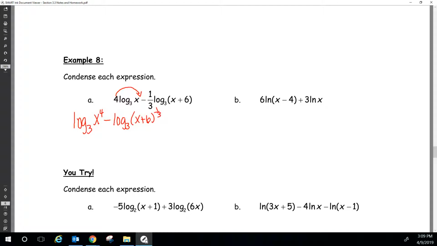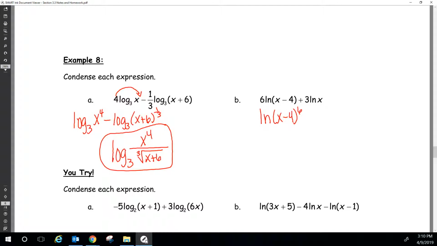Once we've got our exponents up where they belong, now I've got a subtraction problem, which means when I write it as one log, I'm going to divide these arguments. So this is log base 3 of x to the 4th over x plus 6 to the 1/3, which is the cube root of x plus 6. Answer for that one. For b, again, first start by moving the exponent back up to the exponent spot.